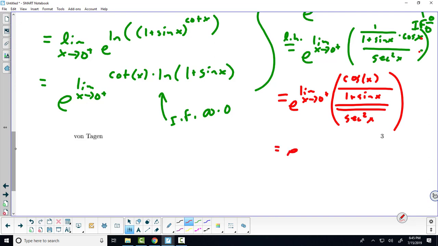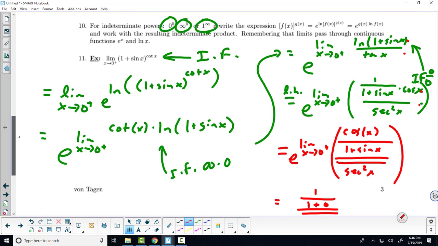We end up with e to the limit. As well, in fact, we're evaluating this through direct substitution, so we end up with e to the 1 over 1 plus 0, all divided by 1, which cleans up to be just e to the 1, which equals e. What on earth? I find that a little bit surprising.